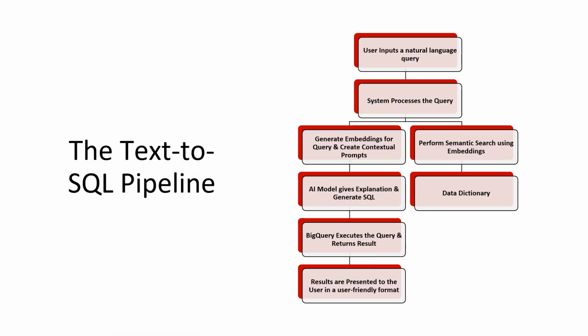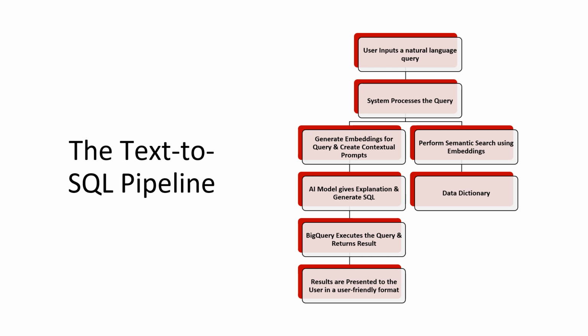And now let's dive deeper into the text-to-SQL pipeline, the core of the Natural Language Query Explorer. This pipeline seamlessly connects you to the AI and database, ensuring efficient and precise data retrieval. The flowchart here explains this process in detail. First, the user inputs a natural language query, which initiates the pipeline. For example, what is the ambient temperature for the plant?